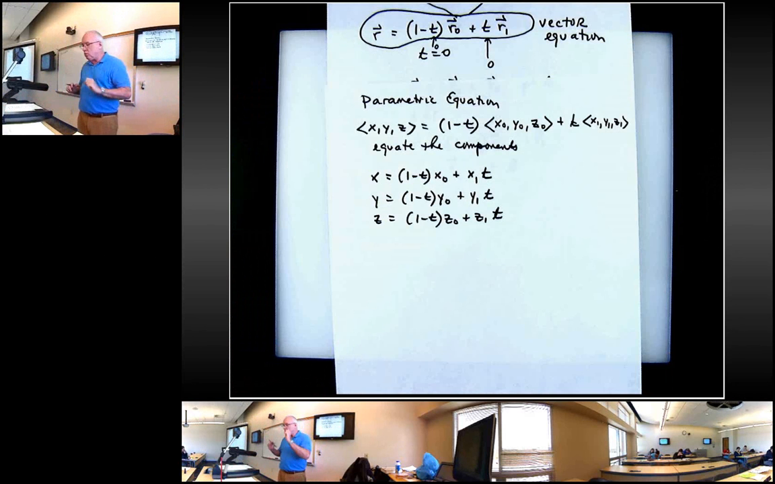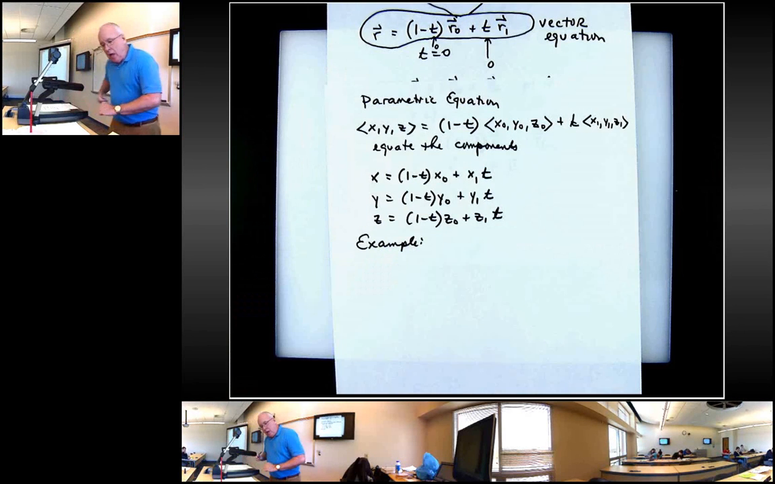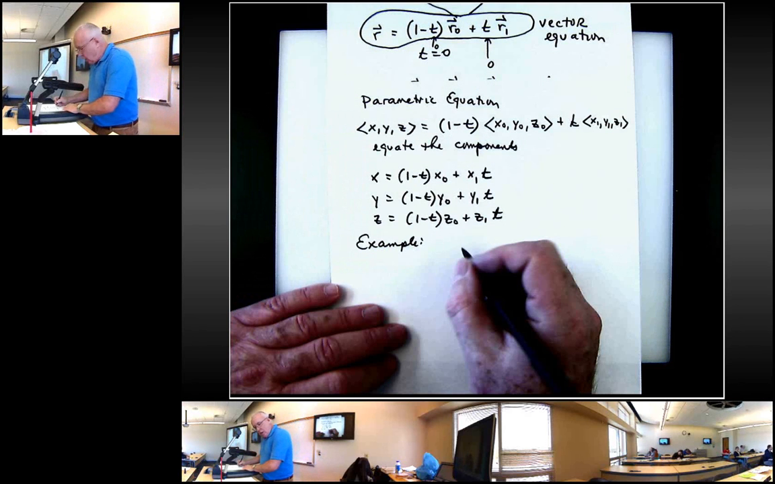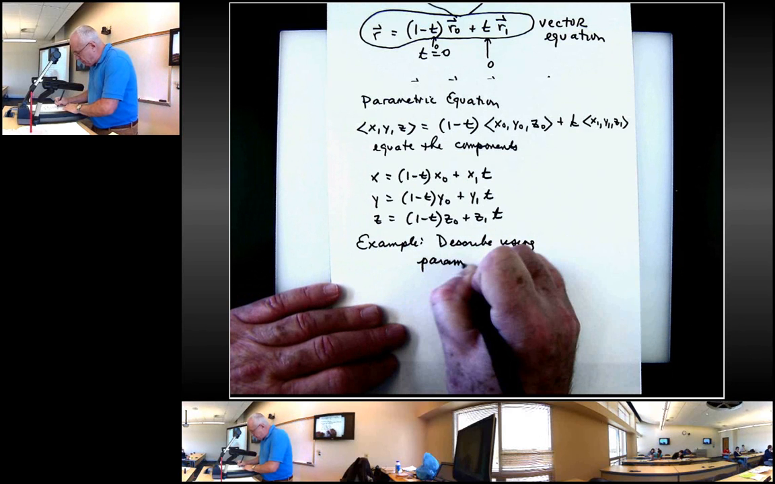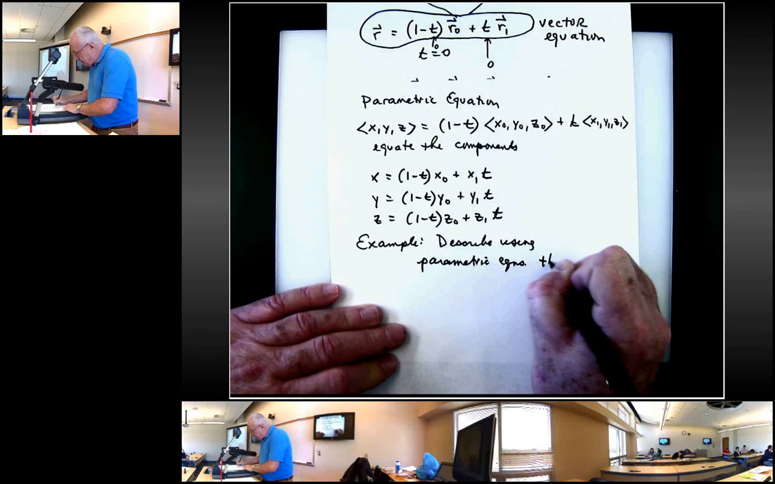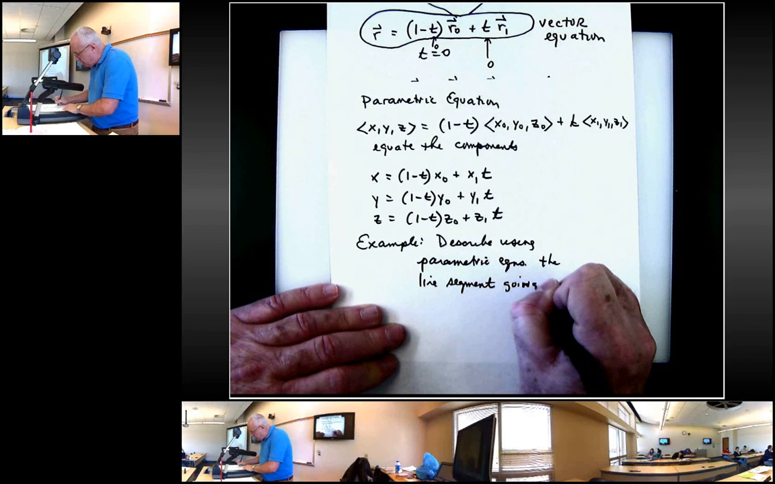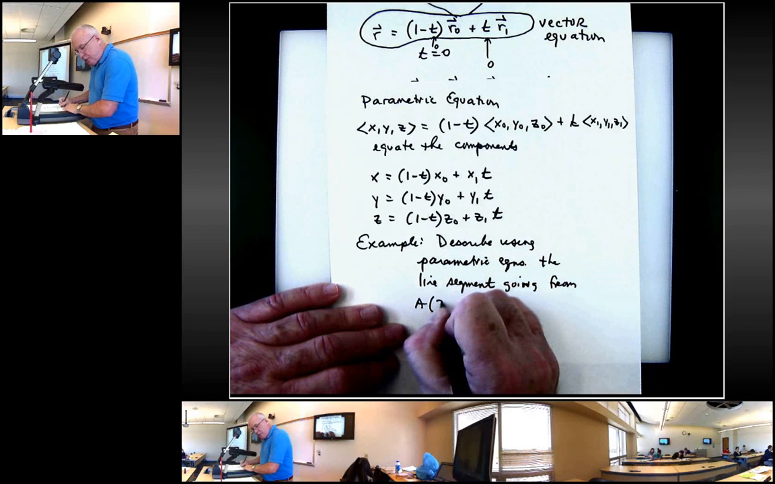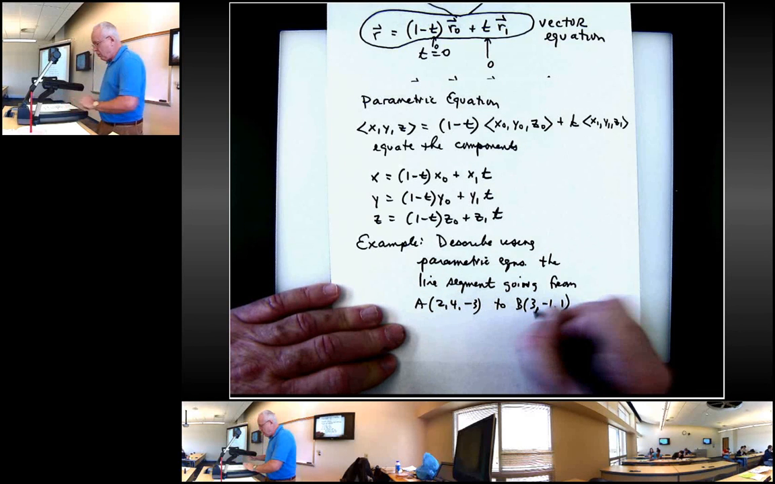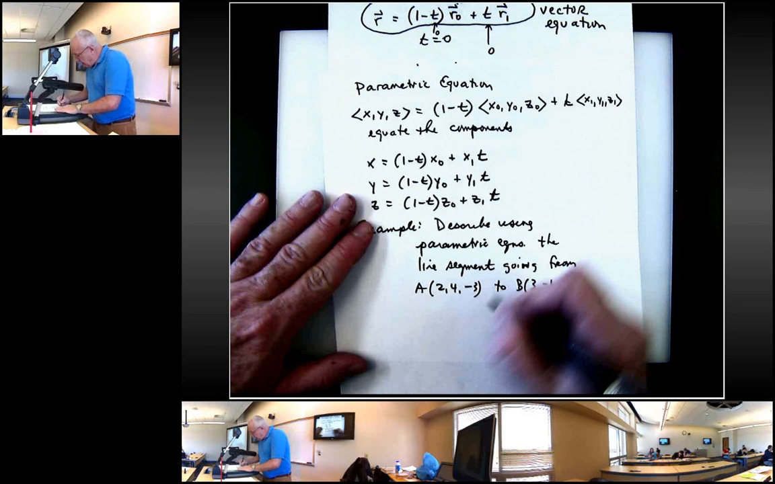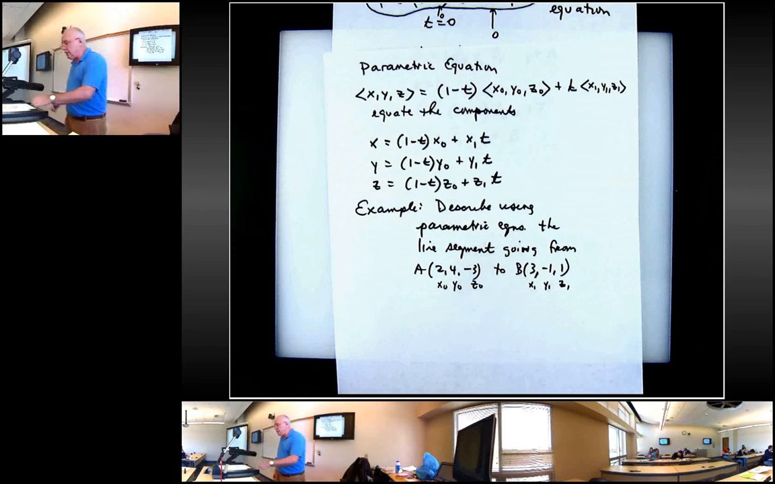Let me just do one single example of using the parametric equations. Describe using parametric equations the line segment going from point A, which is 2, 4, negative 3, to point B, which is 3, minus 1, 1. So this is our X0, Y0, Z0, and this is our X1, Y1, and Z1. We just fill in the blanks here to get it.